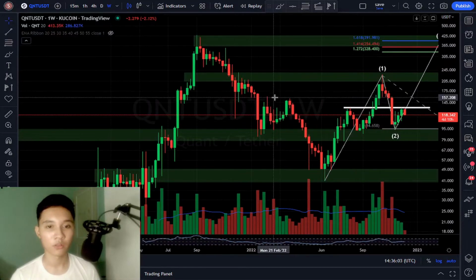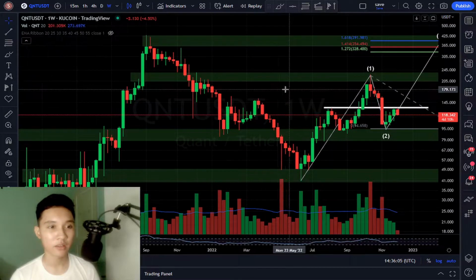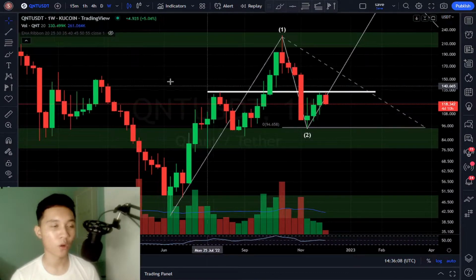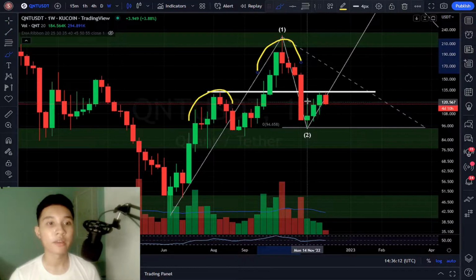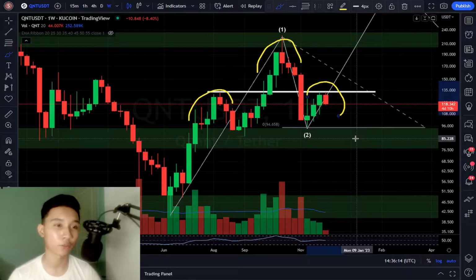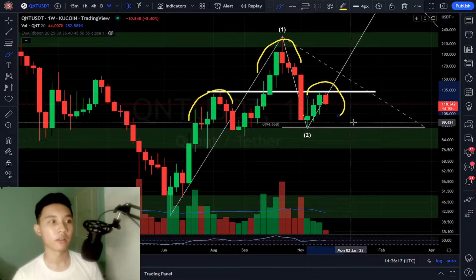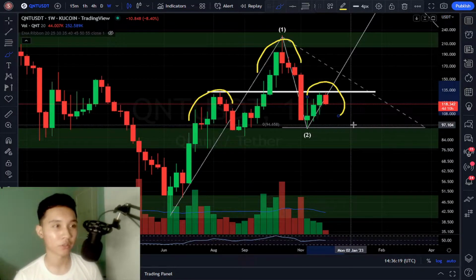Yeah, so right now actually I have noticed that it looks like Quant may be forming this head and shoulders pattern in the weekly time frame. Yes, I hate to break it down to you, but it is looking dangerous in the weekly.